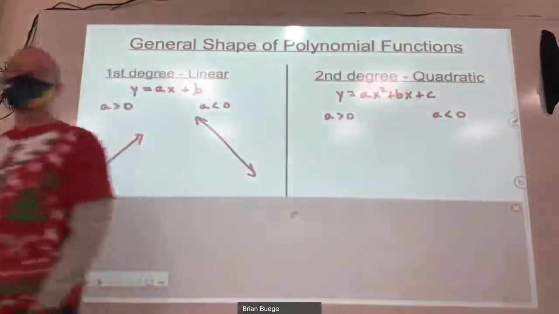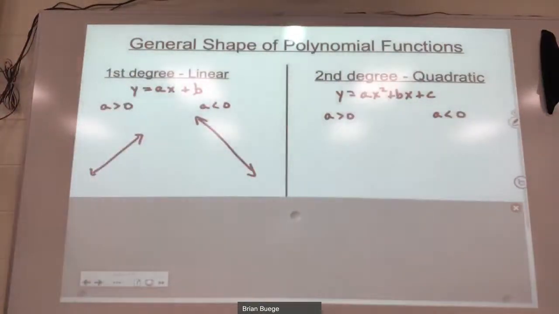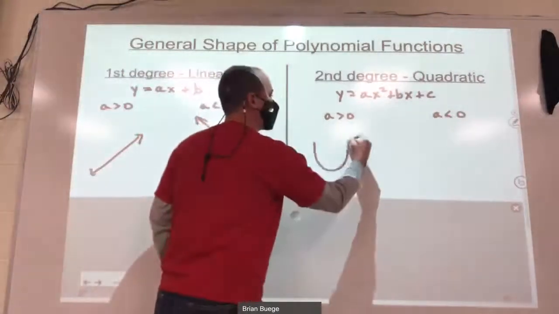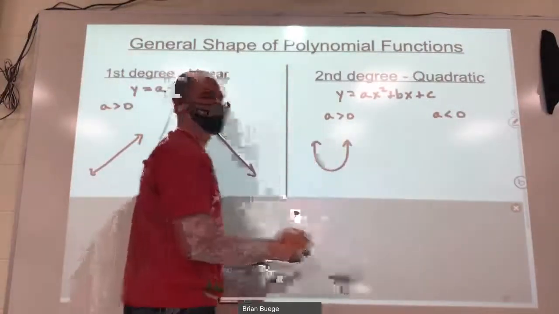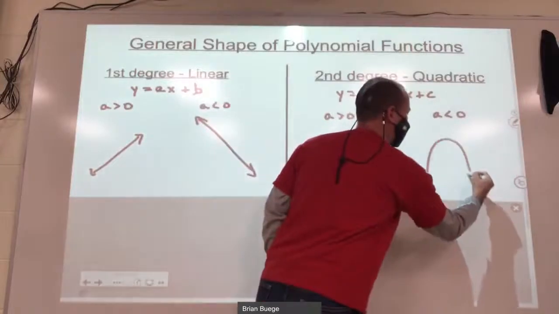When we get to a quadratic, what's the difference between if a is positive versus negative? What did we talk about last chapter? If a is positive, what does this look like? If a is positive, it's a parabola that's opening up. If a is negative, then it opens down.